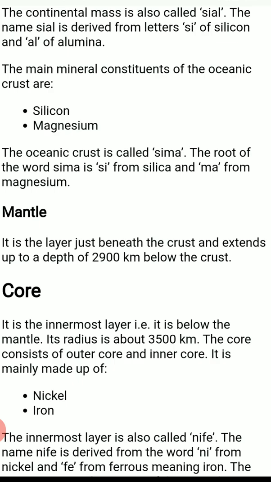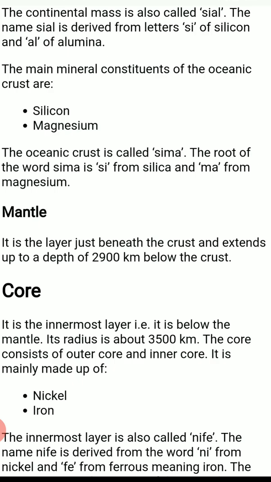Sial means silicon, and Al means alumina, and Sima means Si is the silica. We can also say silicon, and Ma means magnesium.